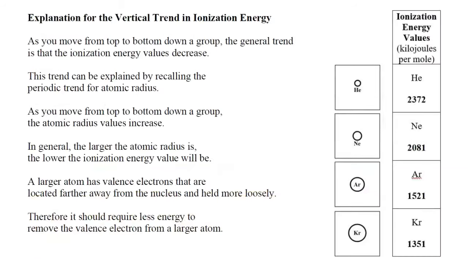And then with respect to the vertical trend, again, it's also opposite to the trend in atomic radius. So as you move from top to bottom down a group, the general trend is that the ionization energy values decrease, whereas the atomic radius values increase. So the larger an atomic radius is, the lower the ionization energy value will be. A larger atom has valence electrons that are located farther away from the nucleus and held more loosely. Therefore, it should require less energy to remove the valence electron from a larger atom.